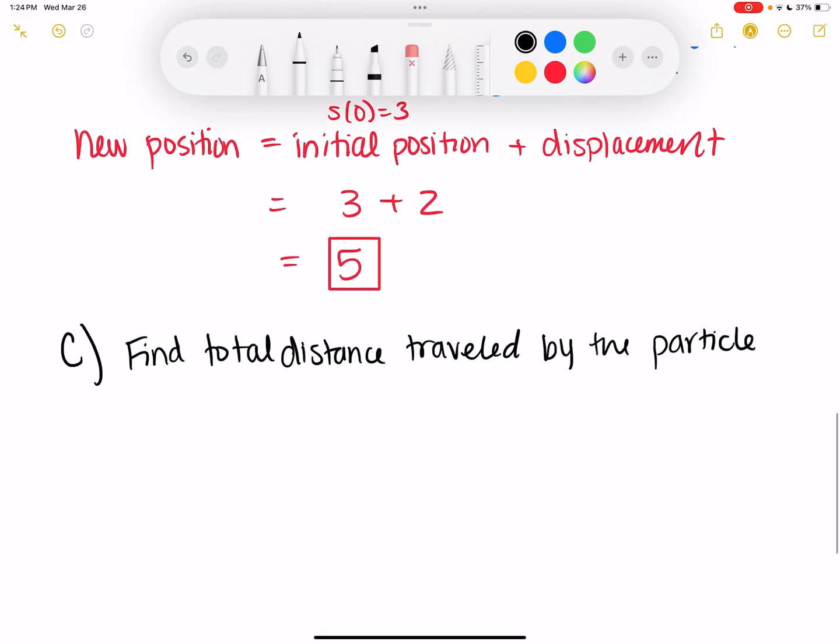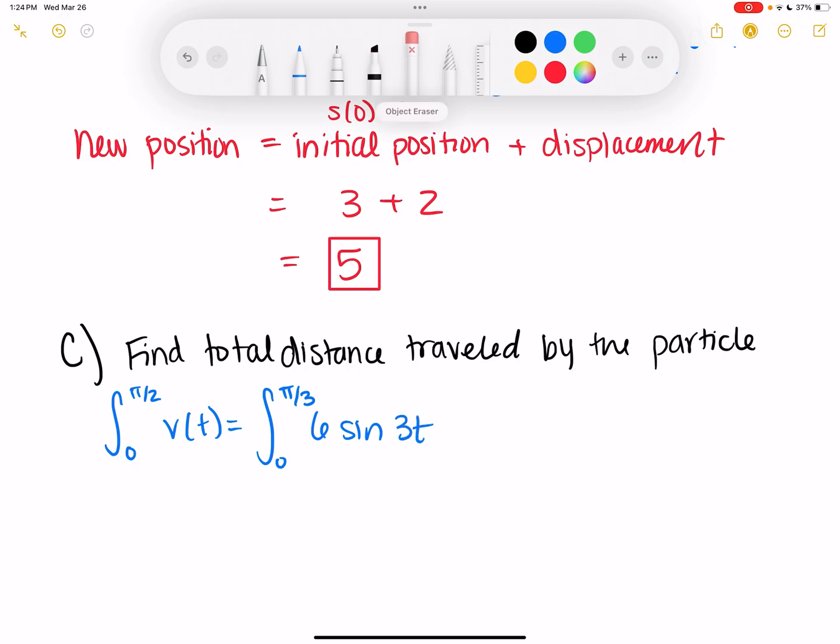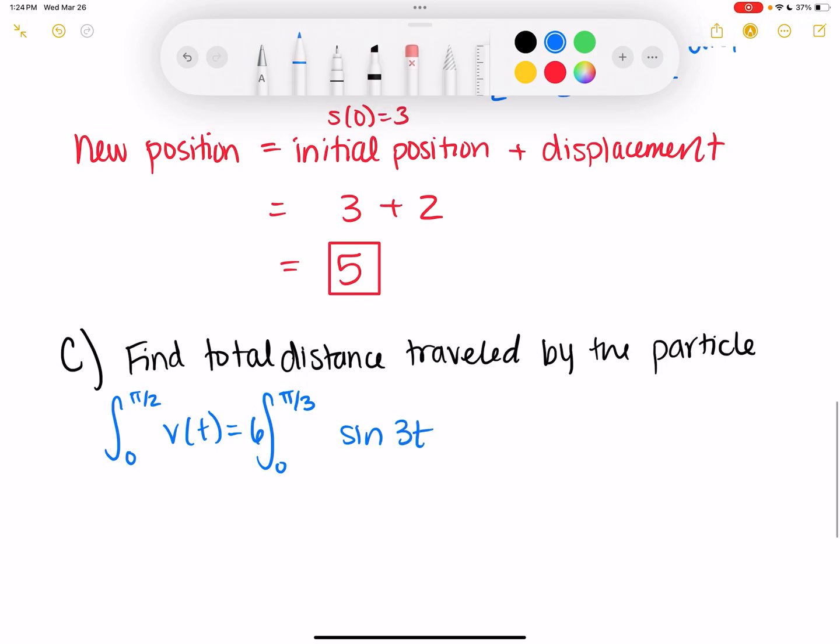Find the total distance traveled by the particle. Basically, we'll actually run the integrals tomorrow. We're going to have the integral from 0 to pi over 2 of the absolute value of v of t, which equals the integral from 0 to pi over 3 of 6 sine of 3t, which I would actually take this 6 and put out front, minus 6 times the integral from pi over 3 to pi over 2 of the sine of 3t dt. And then I would work these down to get the final value.